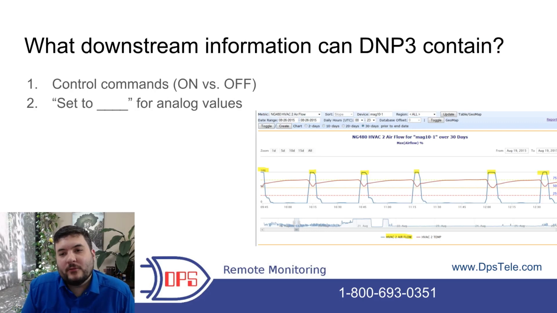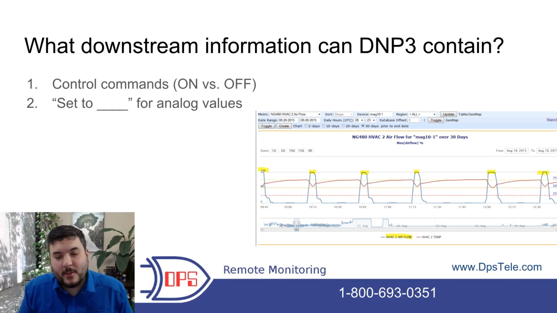And now how about downstream information? So that previous slide was about what was going up to the master. So what's coming down from the master? Well, it could be control commands. You could be telling one of your outstations, do something. Activate this device, flip this switch, press this button, whatever it is, you can tell things remotely via DNP3 to do different things. And that is sending control commands.